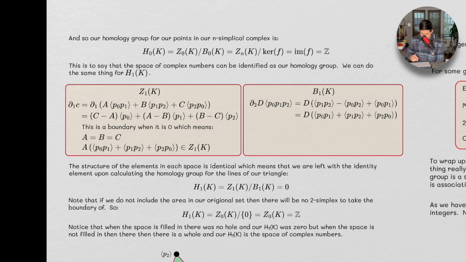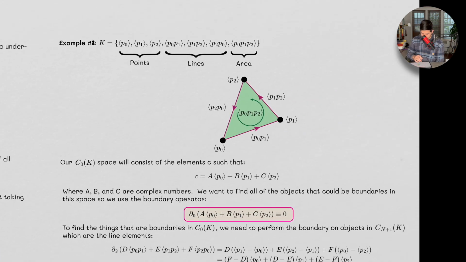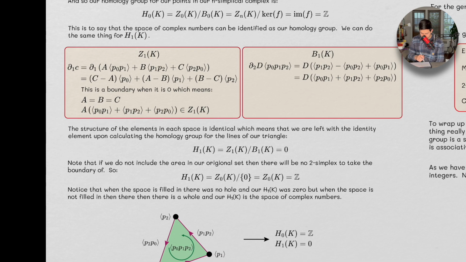This is all to say that we started with this object, and for C0, we got this. For C1 now, here's Z1, here's B1, we do the work again. So we have this object here, right? These are all of our lines. We do the same thing. We have coefficients. We define the boundary of those. The boundary of those is going to be this, okay?